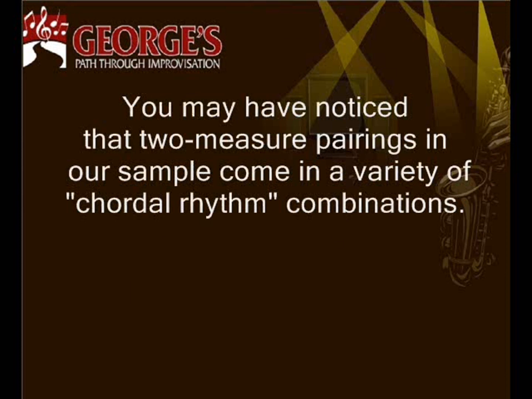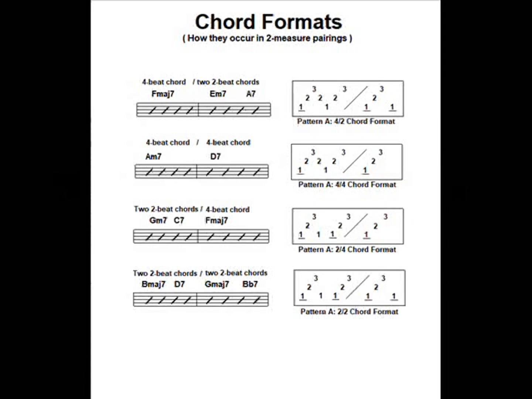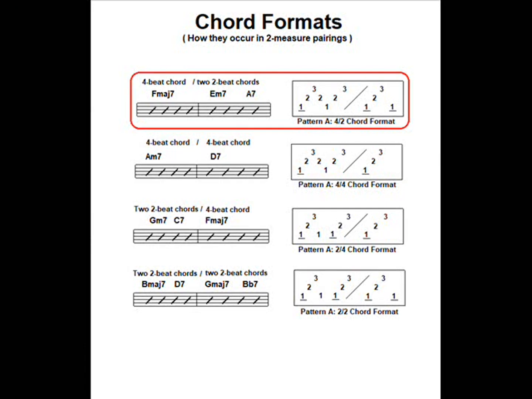You may have noticed that the 2-measure pairings in our sample come in a variety of chordal rhythm combinations. With jazz standard progressions in 4/4 time, you'll find 4 basic types, which we call chord formats. The first one is a 4-beat chord followed by 2 2-beat chords, which we call a 4/2 chord format.